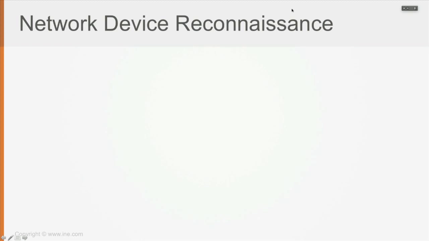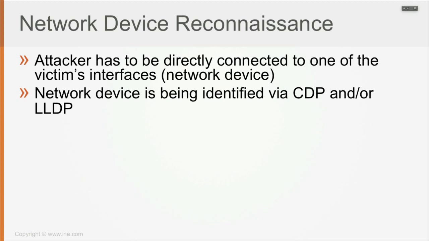Securing layer 2. If you remember, we were speaking about reconnaissance attacks, when the attacker was performing some kind of identification of your network. In this case, network device reconnaissance means that the attacker has to be directly physically connected to one of the victim's interfaces, where the victim is the network device.